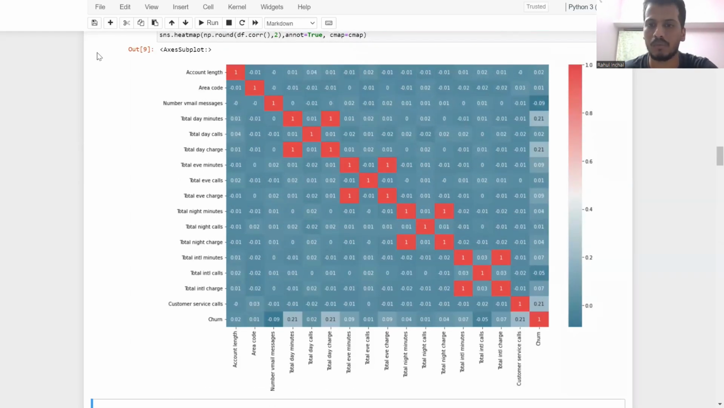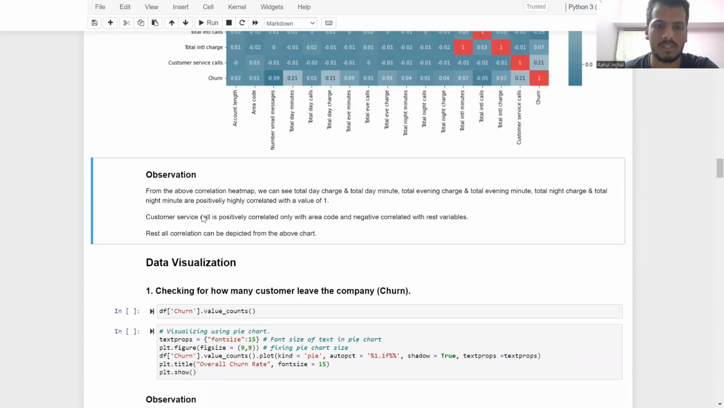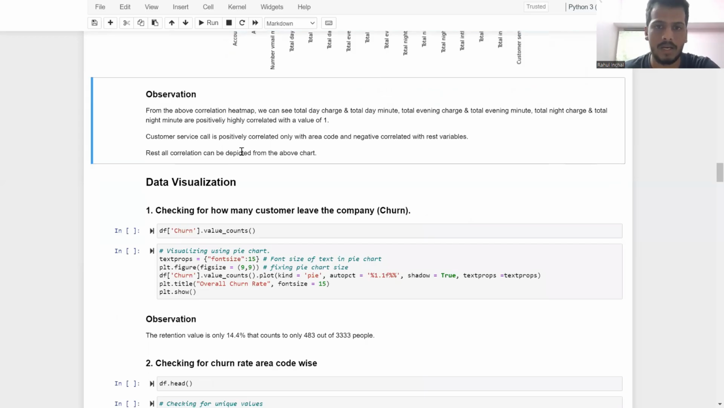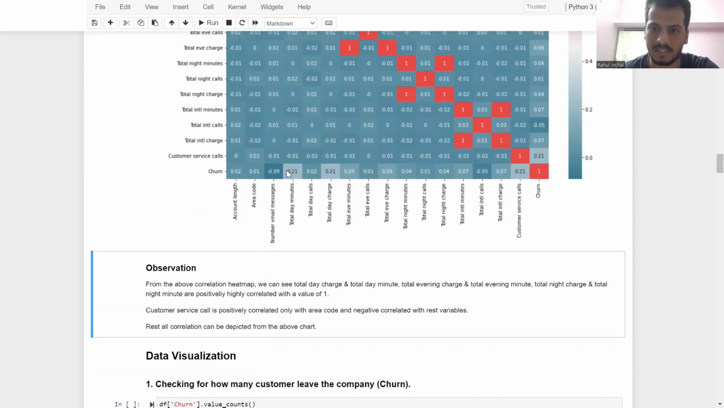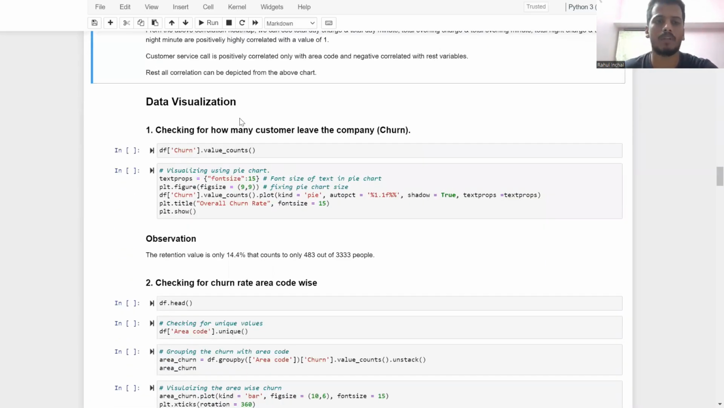And we know that the diagonal is always the same, because correlation with the same column is always 1. Okay, so this is the observation which we have made. And there are some negatively correlated values which you can again see. Fine. Now we come to the important aspect, that is data visualization.